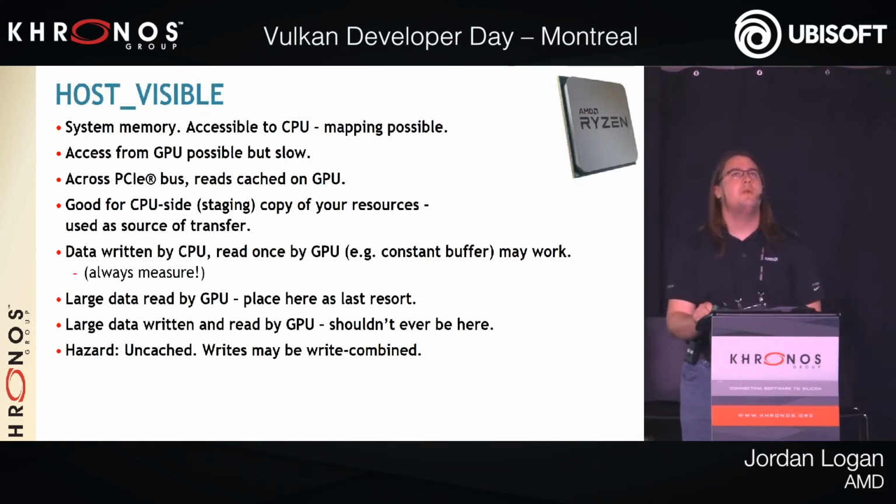The next type of memory we have is the host visible. This is typically your DRAM if you're working on a desktop. And you can map this so you can write directly to it from the CPU.